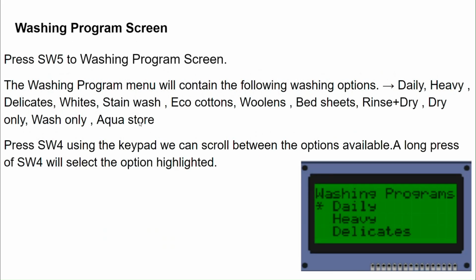Washing program screen. For the washing program screen, we need to press switch 5. The washing program menu contains options such as daily, heavy, delicates, whites, stain wash, eco cottons, woolens, bedsheet, resin, press dry, dry, dry only, wash only, aqua store, etc. We can scroll between the options by pressing switch 4. If we long press switch 4, it will select the highlighted option.